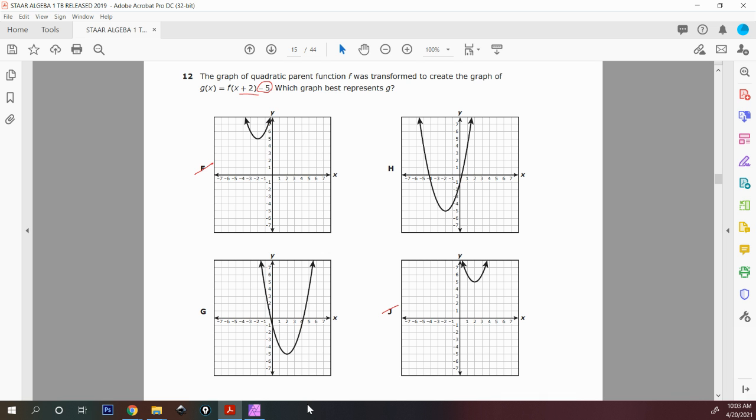Now, inside the parentheses is going to move left or right. So we're going to move left or right 2. And since it's plus, it actually moves left. It's backwards from what you would think. So pluses move left, minuses move right. So I need to move this left 2. And again, I'm supposed to be in the middle. That's right 2. That one is left 2. So H has to be my answer.